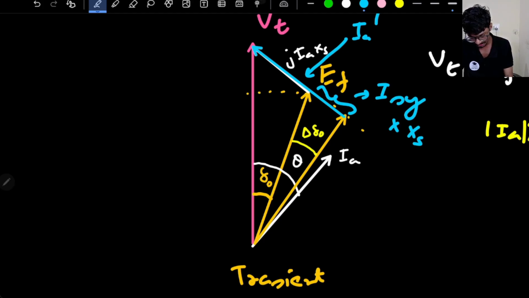One more thing is this length is EF, this length is also EF, and this is a straight line. So this angle and this angle will also be the same. Okay, so it is an isosceles triangle.